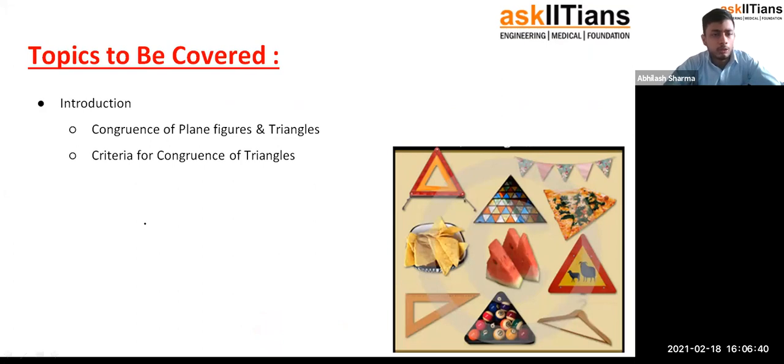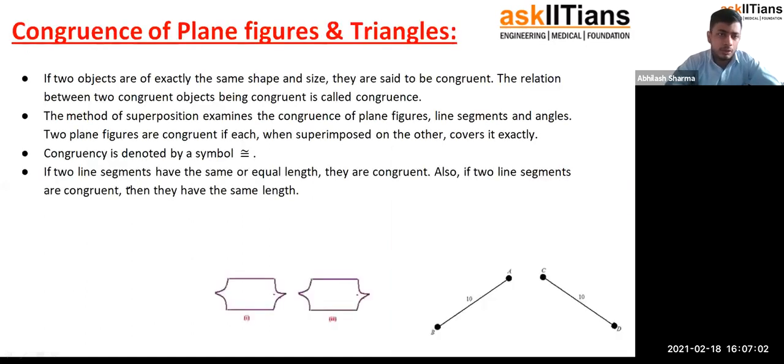For example, congruence introduction, right? Congruence of plane figures and triangles, and then criteria for congruence of triangles. These criteria we'll mainly be looking at in the next lecture, but a basic idea we will also have in this lecture, okay? So let's see what we first mean by congruence of any random figure, right? Congruence of any plane figure and any triangle.